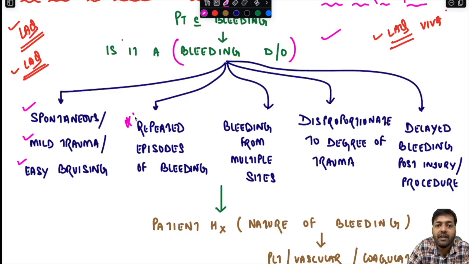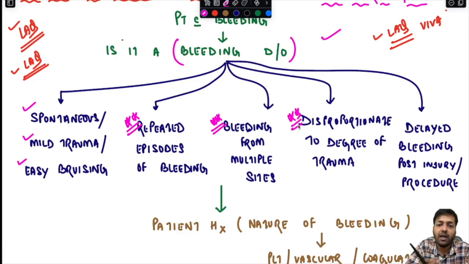If there are repeated episodes of bleeding, so the patient gives you a history that again and again there is epistaxis from the nose, or there is pinpoint hemorrhage always in some part of the body, with repeated episodes, or there is bleeding from multiple sites, or the bleeding is disproportionate to the degree of trauma.